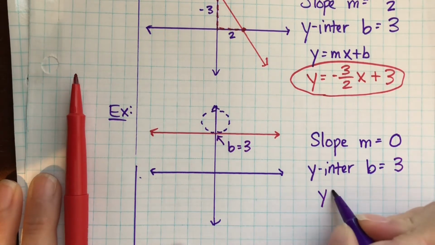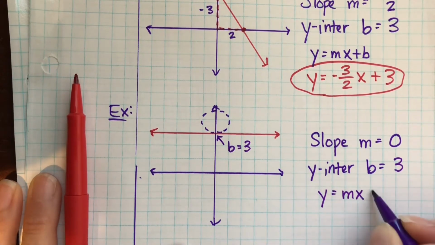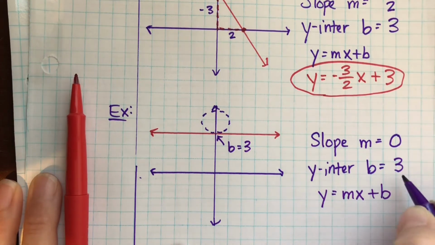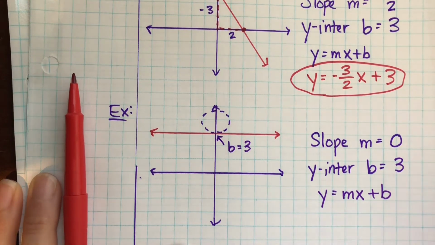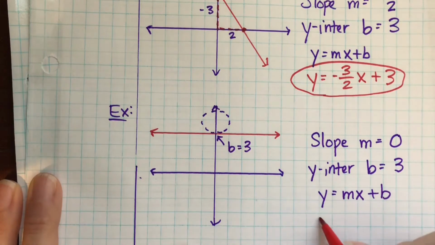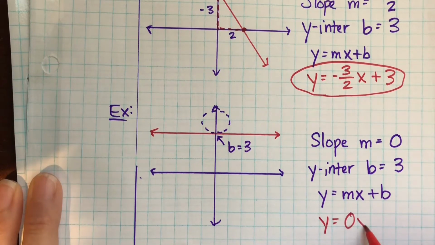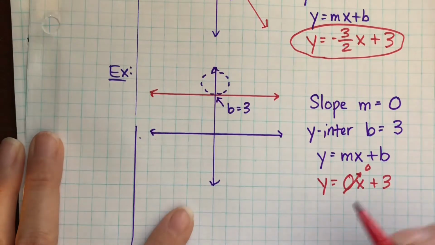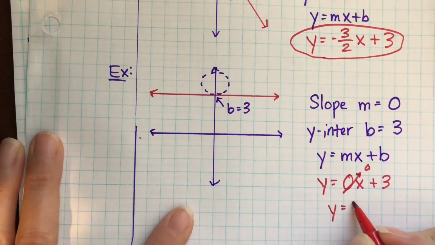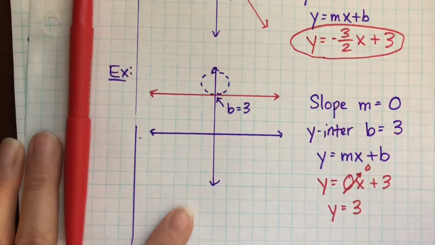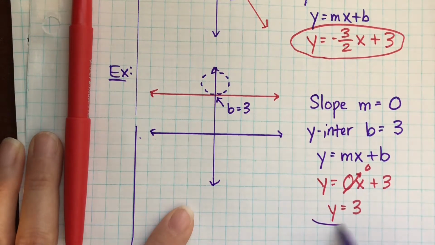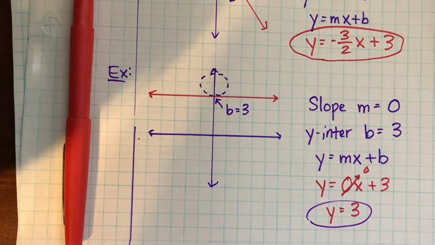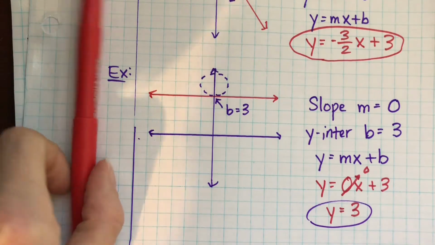Now when we go ahead and plug in our slope and our y-intercept into this equation, we're going to get this. Now anything times 0 is just 0. So this goes to 0. And I'm left with y is equal to 3. And that's the equation of that line.